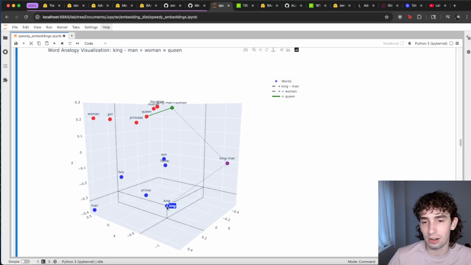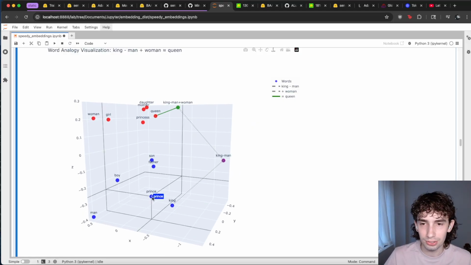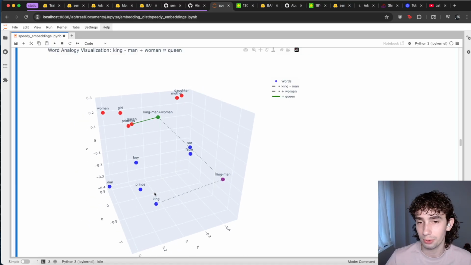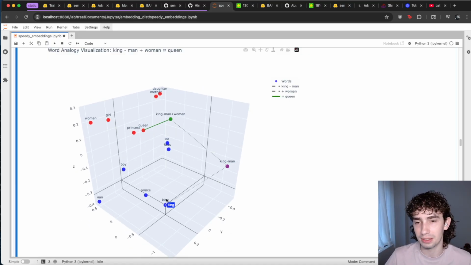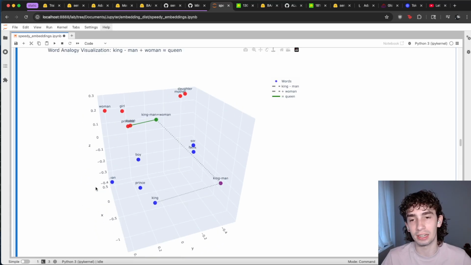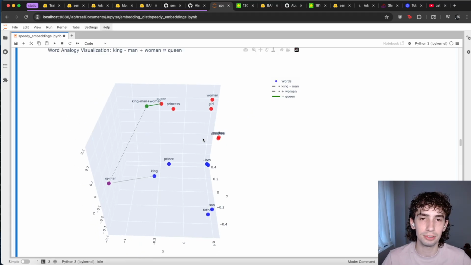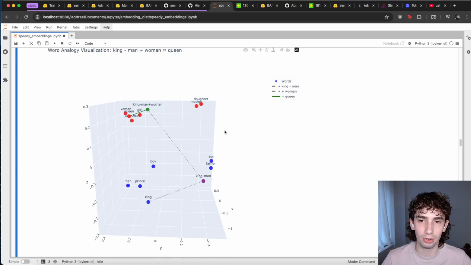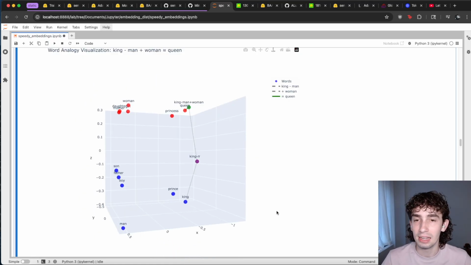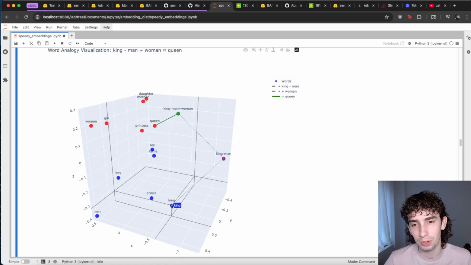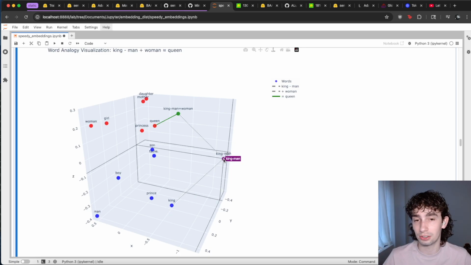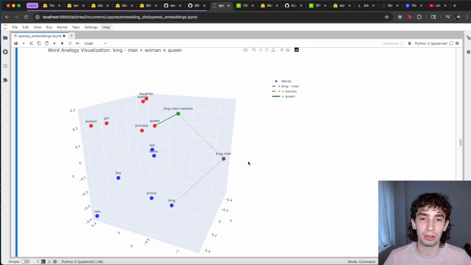Looking at this 3D chart here, we can see some pretty interesting things. If we look just at our original point of king here, we can see that it's pretty close to prince. Those things that are close together tend to be semantically related or similar. So we see things like father and son be very close together, mother and daughter, woman and girl, boy and man. And then going back to our example, we have king here, and subtracting out the vector for man from king puts a point over here.